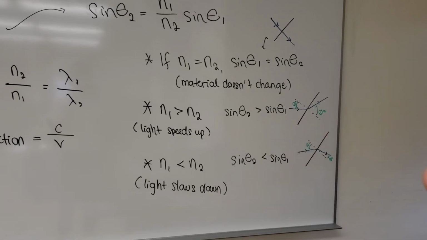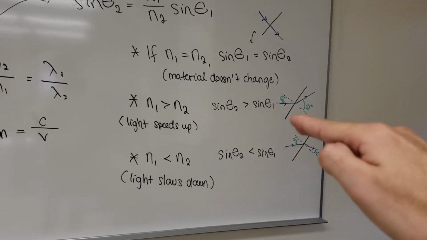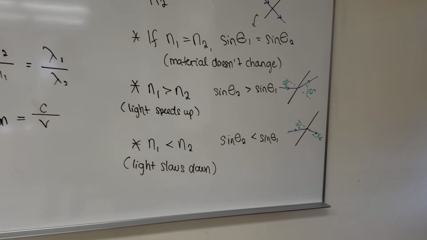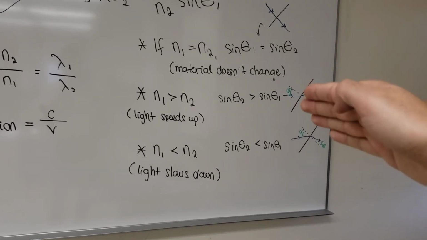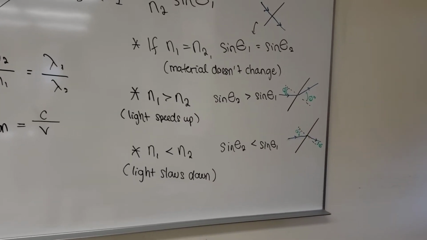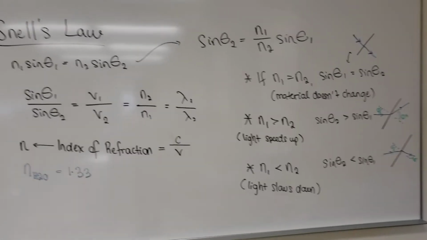And I like to think of this as the light ray, once it transmits through, it wants to point towards the normal. It wants to come closer to the normal. Here, when light sped up, it was away from the normal. Here, when light slows down, it goes towards the normal. All right? These are your three possible scenarios with Snell's law.